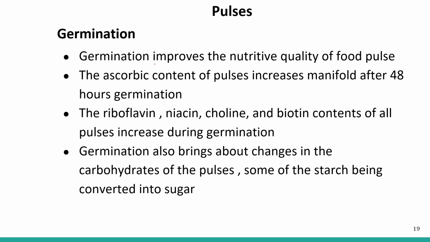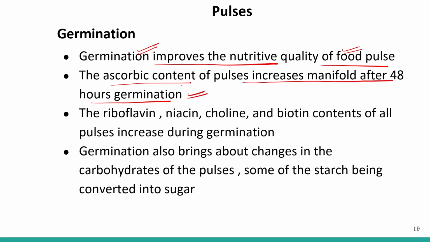Germination. Germination improves the nutritive quality of the food pulses. So this is very, very important. Germination basically improves the nutritive quality of the food pulses. The ascorbic acid content of the pulse increases many folds after 48 hours of germination. So we know that ascorbic acid, that is vitamin C, increases after 48 hours of germination.